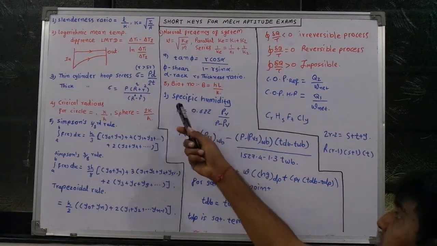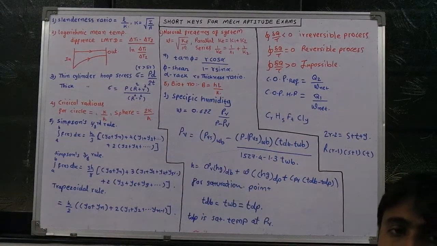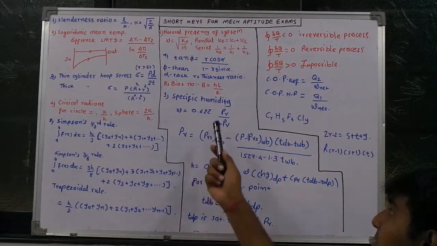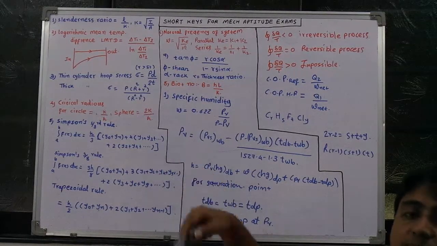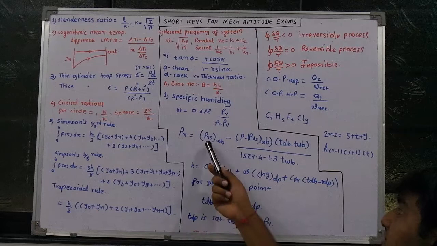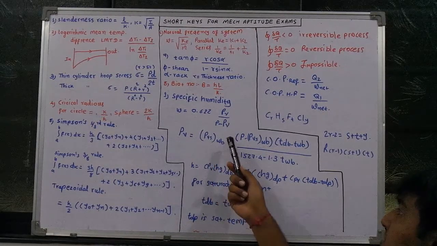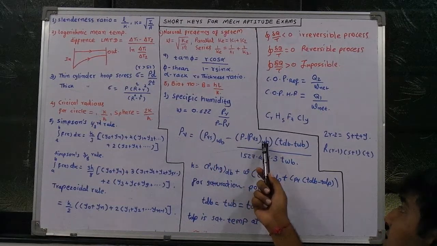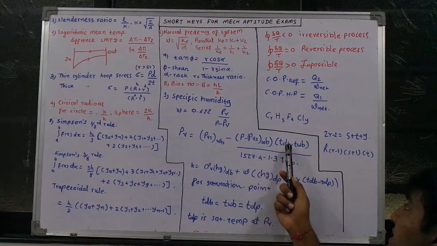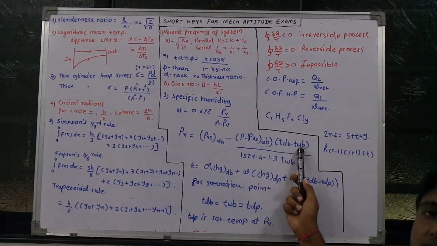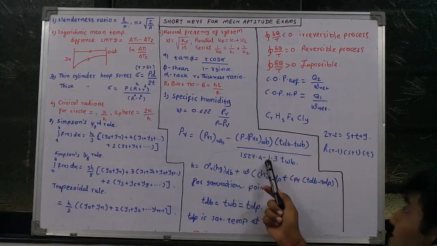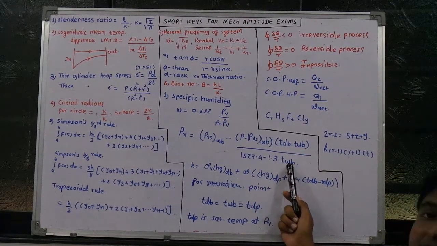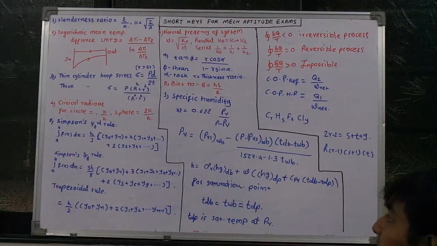Specific humidity is equal to 0.622 PV divided by P minus PV, where P is the atmospheric pressure and PV will be given by Carrier's equation, which is PV equals PV saturation at the wet bulb temperature minus P into (T dry bulb temperature minus wet bulb temperature, also called the wet bulb depression), divided by 1527.4 minus 1.3 TWB, where TWB is in degrees centigrade.